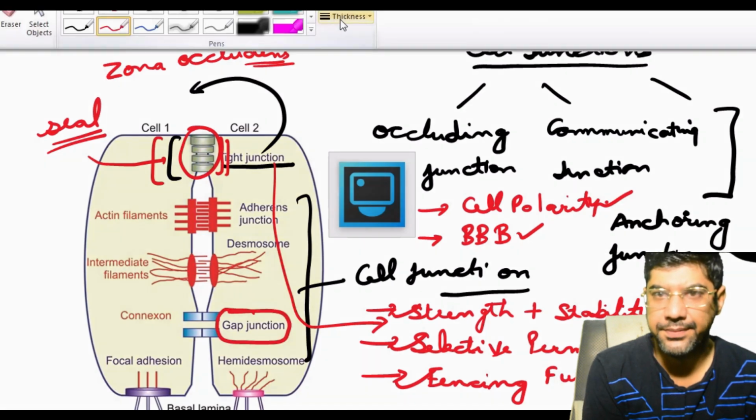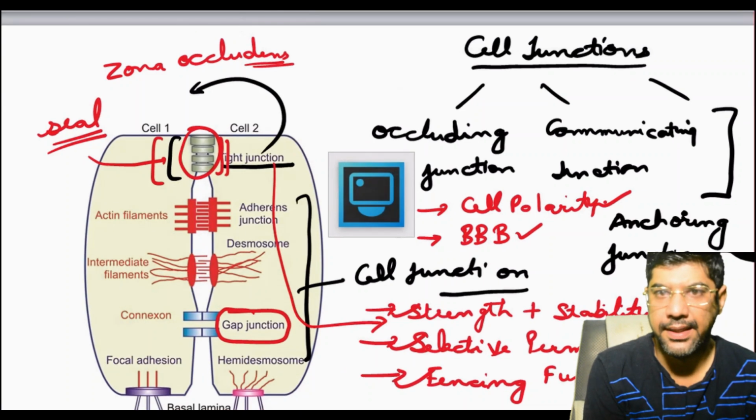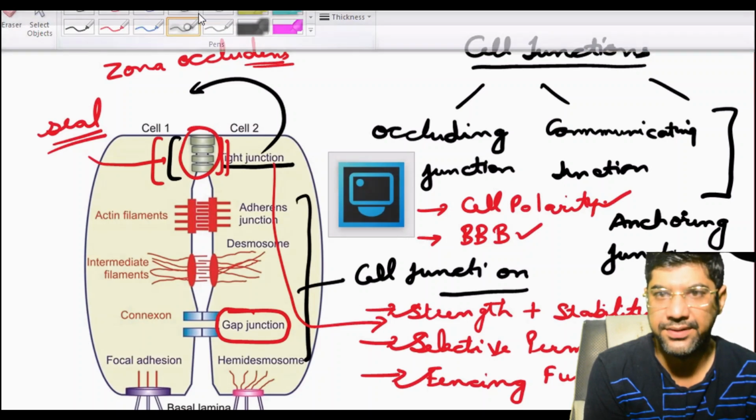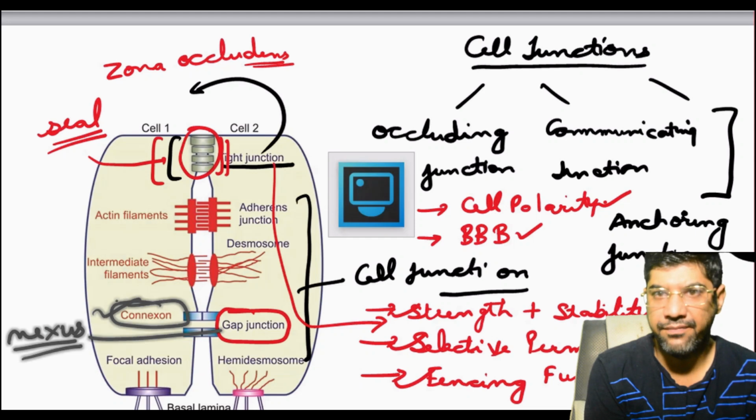The next is the gap junction. Gap junctions are also known as nexus. They are structures that allow ions and small molecules to pass directly from one cell to the other cell. They are found in tissues where cells need to communicate with each other, such as in the heart and in the basal portion of the epithelial cells of intestinal mucosa. Remember, they have special channels that are known as connexons.